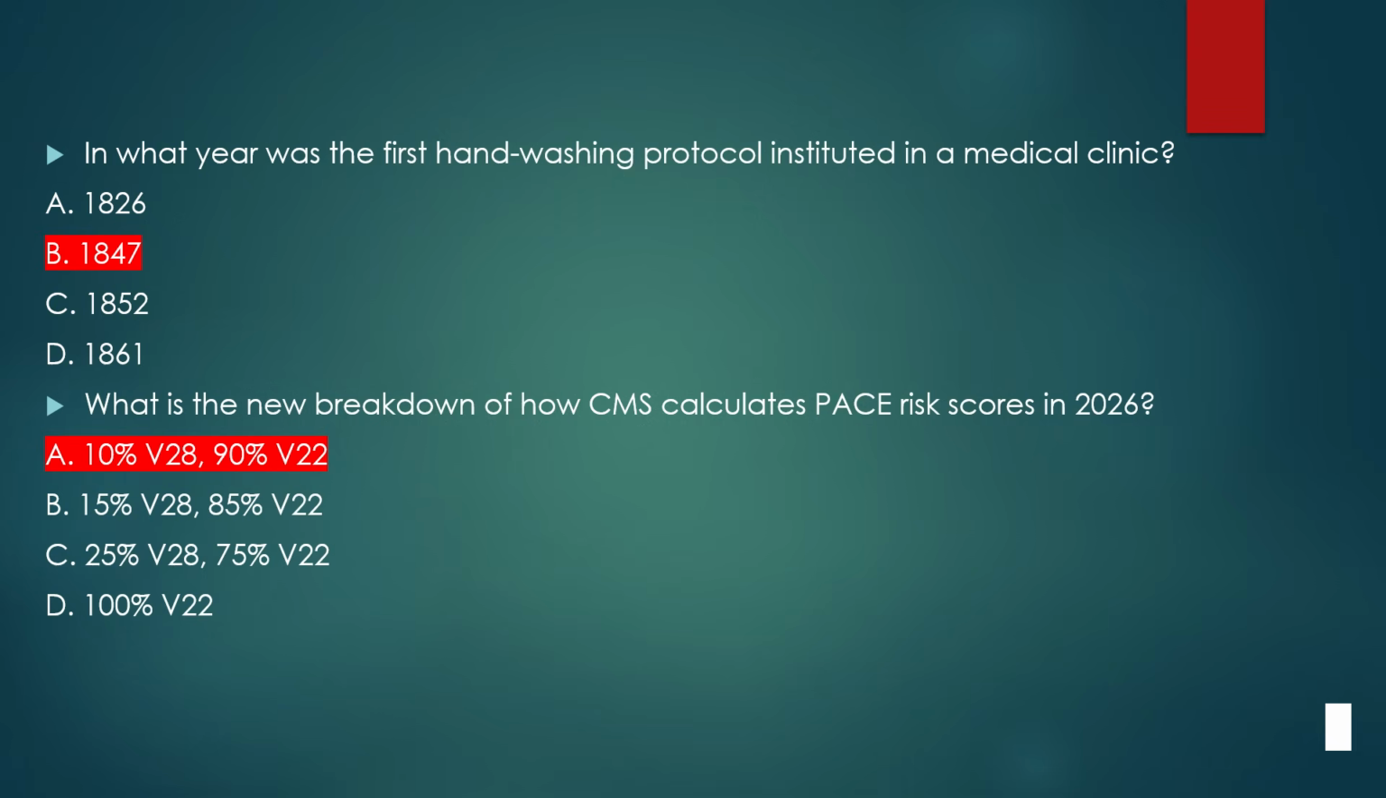A. 10% V28, 90% V22. B. 15% V28, 85% V22. C. 25% V28, 75% V22. D. 100% V22.